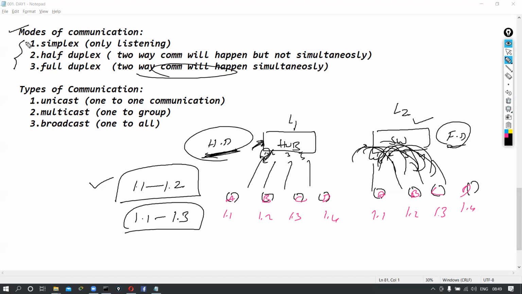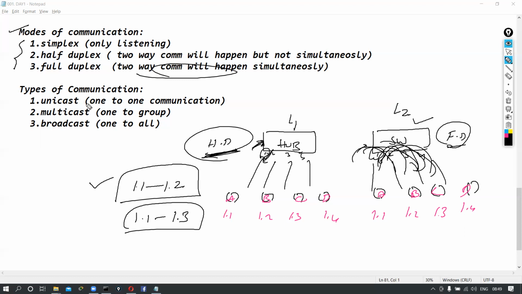Any doubt? Simplex means only listening. What about half duplex? Two-way communication will happen, but not continuously. The example is walkie-talkie. Full duplex means nowadays all communications. Skype is there, Zoom is there, Webex is there. All of them work with full duplex. A switch is full duplex. A hub works with half duplex. Clear now?